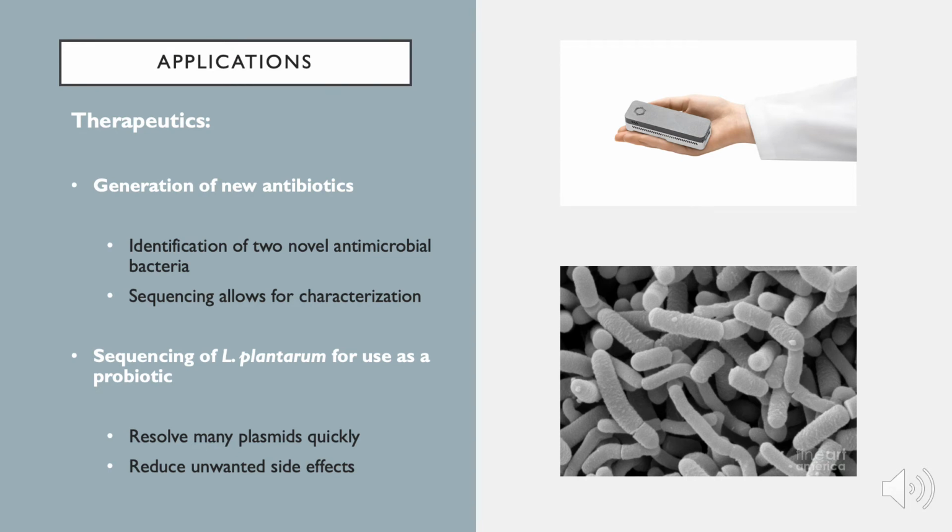Oxford Nanopore sequencing capabilities have also proven useful in developing new therapeutics. One study used Oxford Nanopore whole genome sequencing to help characterize 2 novel bacterial species from an ancient hot spring. These bacteria were shown effective in inhibiting the growth of multiple bacterial species and may be important in deriving new antibiotic compounds.